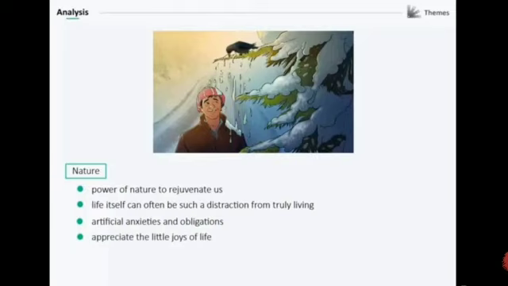Robert Frost has used nature as the major theme. The amazing power of nature to rejuvenate us is beautifully brought forth in this poem. Life itself can often be such a distraction from truly living that we forget to enjoy our limited time in the world. And in the middle of our artificial anxieties and obligations, forces of nature help us to pause and ponder and help us in getting our priorities right. So remember to appreciate the little joys of life.